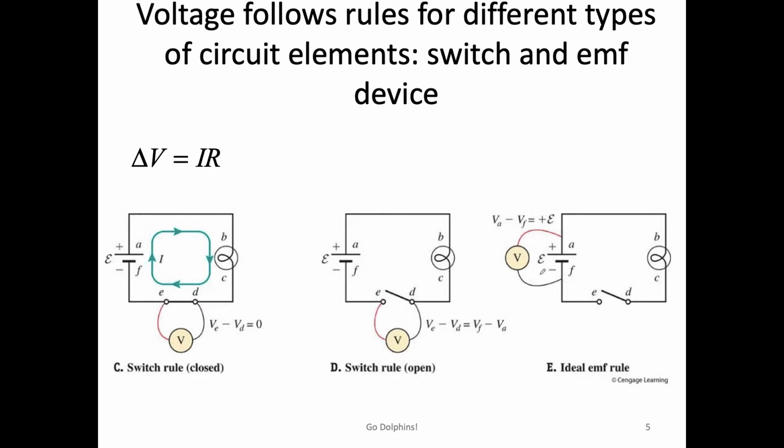Then we have the switch rule. If the switch is closed, then this just becomes a wire, so the potential difference between the 2 points is 0. If you keep the switch open, there's no current going through. And the potential of E and F is the same, the potential of D and A is the same. So VED equals VAF, which should be epsilon. And if you measure with an ideal voltmeter, it's just epsilon.